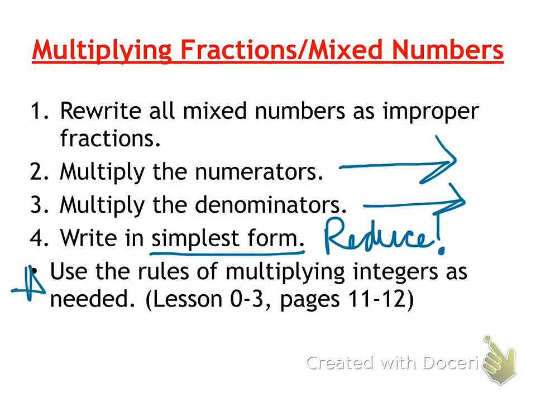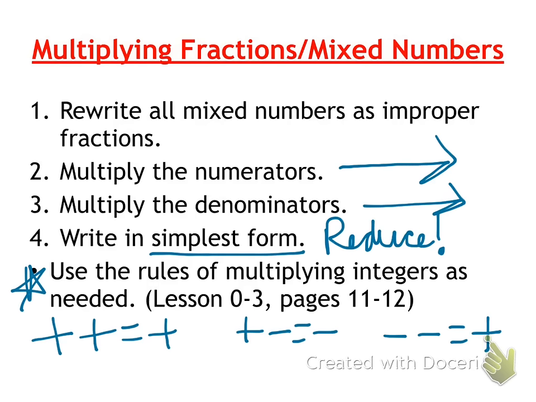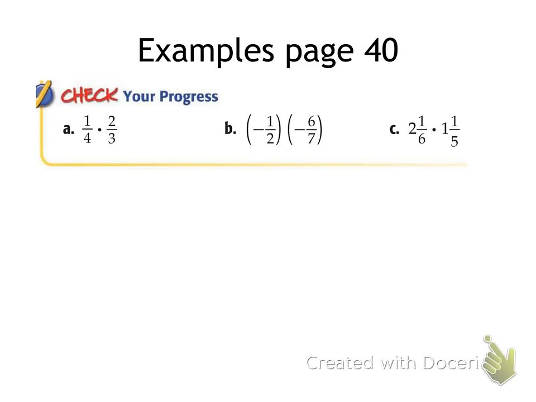I made a note right here to use the rules of multiplying integers as needed. What that means is a positive times a positive equals a positive. A positive times a negative equals a negative. And a negative times a negative equals a positive. So if the signs are the same, then our answer is going to be positive. If the signs are different, then our answer is going to be negative. Let's look at some examples.